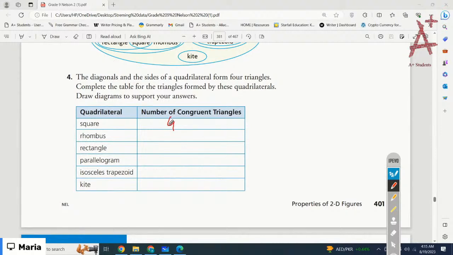Then you have a rhombus. A rhombus is a parallelogram that does not have to have the same angle measure. So the diagonals form four triangles. You have four triangles in the rhombus also, right? In a rectangle, you also have four triangles. In a parallelogram, you also have four triangles. In an isosceles trapezoid, you also have four triangles. And in a kite, you also have four triangles. That means the number of congruent triangles in a square, rhombus, rectangle, parallelogram, isosceles trapezoid, and kite is four, right?